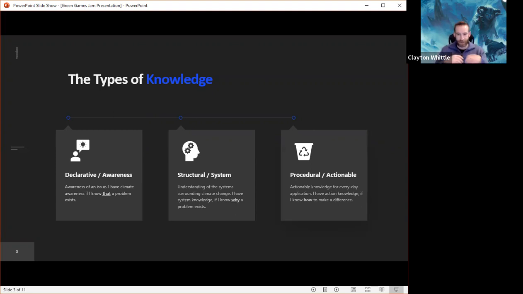We're not going to analyze in depth what all these mean, but as a quick overview, each of these has a corollary. Declarative is your awareness. I know that a fact is true. I know that today is Tuesday. I know that there is a climate crisis happening. I know that I really like Philly cheesesteaks. It's a weird example, but you know a thing. You have a fact in your head.